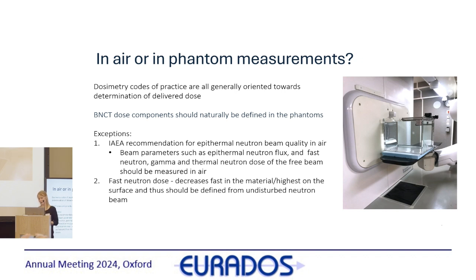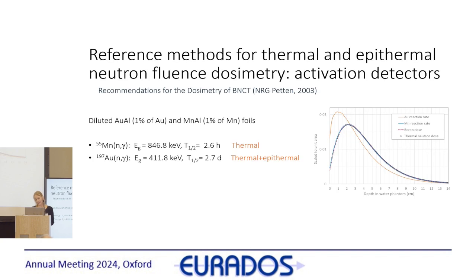And also fast neutron dose, as I mentioned, is problematic because it decreases very fast when you put anything in the neutron beam. That's why it is best, in my opinion, to measure fast neutrons in free beam, because then the fast neutron part of the beam is undisturbed. Activation detectors are the reference method for thermal and epithermal neutron fluence dosimetry, and also recommended by this old European recommendation.